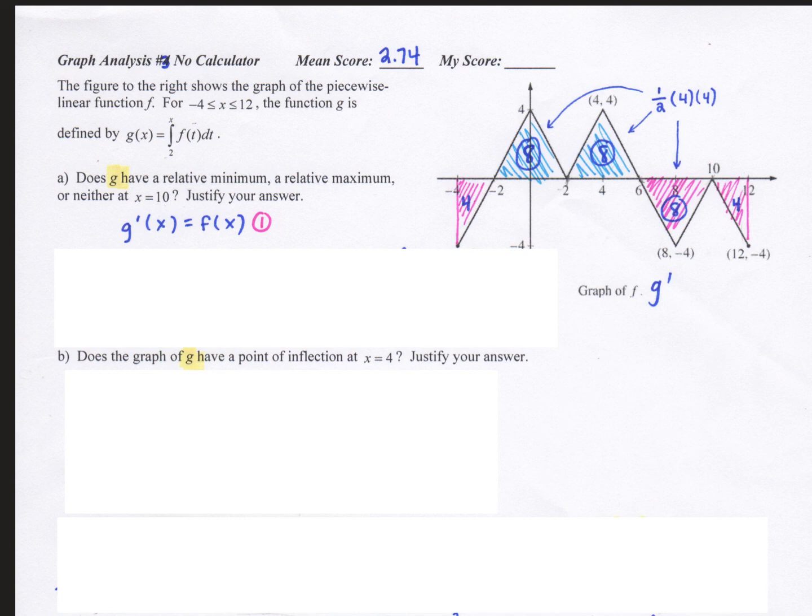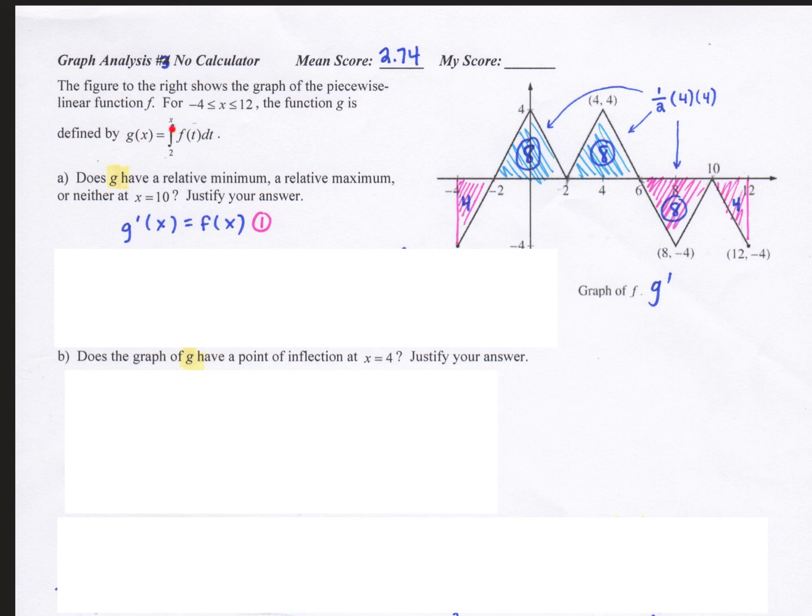And I know that g is going to have a minimum if g prime goes negative to positive, and g has a max if g prime goes positive to negative. The first thing I need to do in this problem is say what g prime is, and that just requires me to do the derivative of this integral. It's fundamental theorem part 2. The derivative of g is g prime.